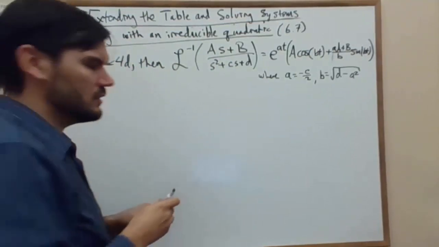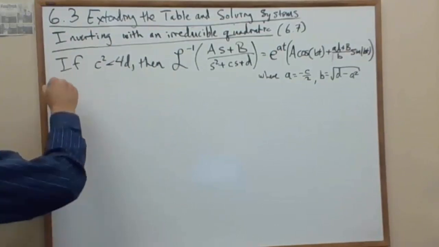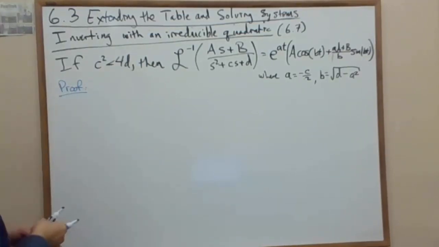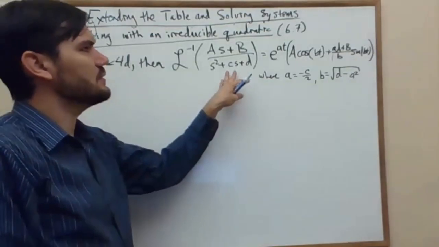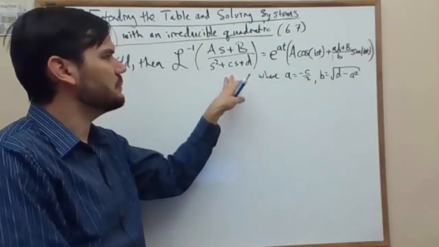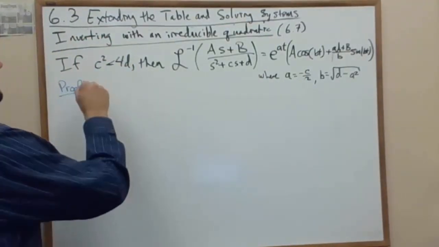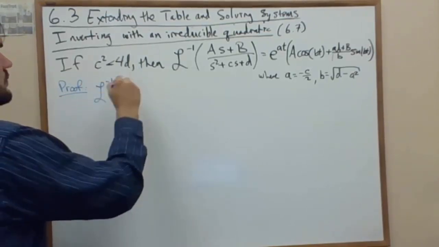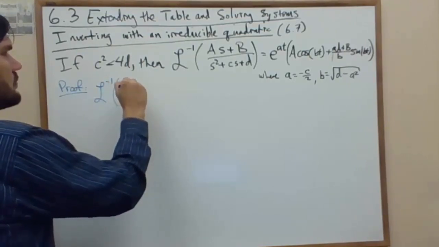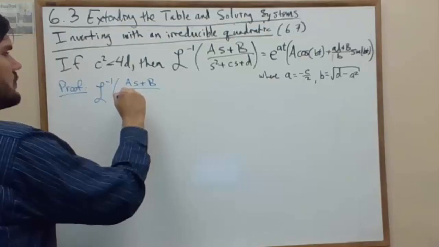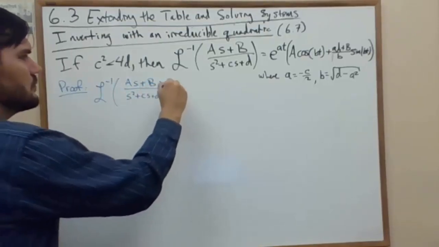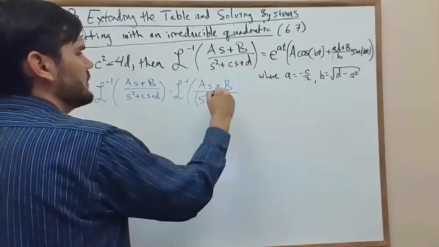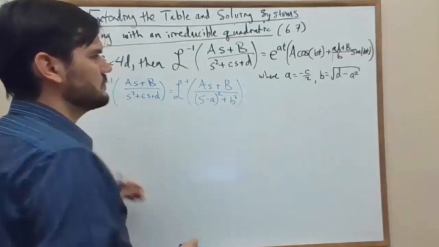Okay, so let's prove this. The first thing you want to do is use the expansion using completing the square on the bottom. So we get s minus a quantity squared plus b squared. Okay.